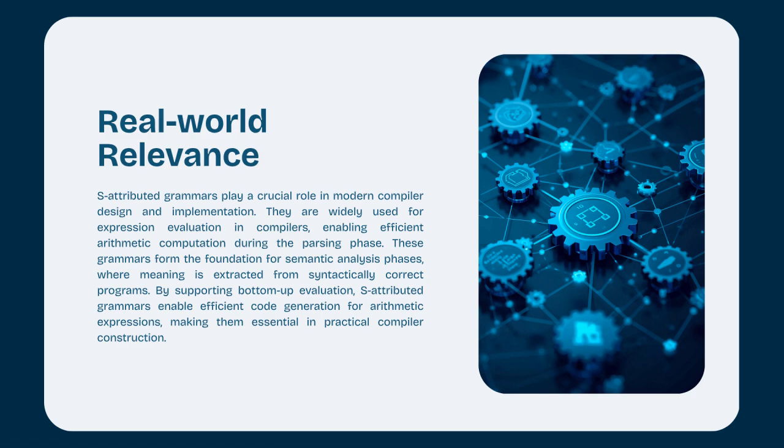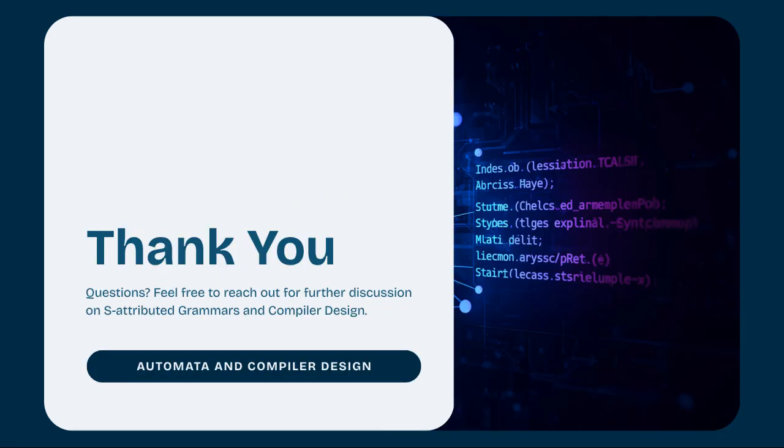Real-world relevance. In real-world applications, S-attributed grammars are widely used in compilers for expression evaluation. They help in semantic analysis and support efficient code generation. Their bottom-up approach is effective in modern compiler design.